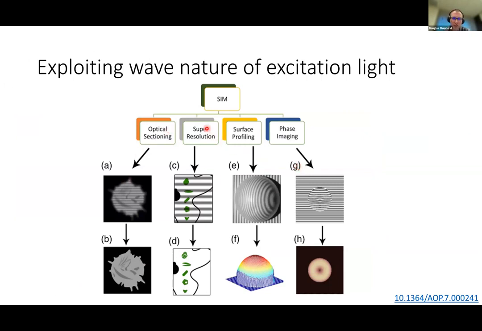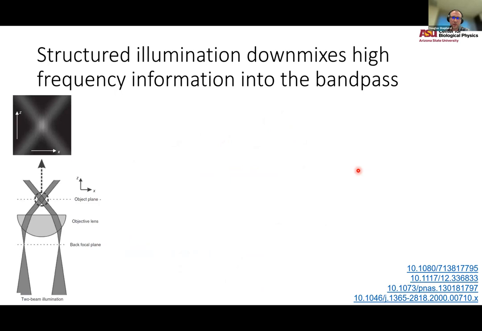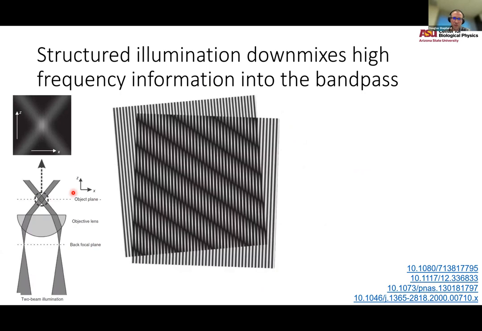What we're going to talk about is two classes, mainly this idea that we can generate super resolution images by exploiting the way that we shine light on the sample. And I'll very briefly mention the idea of doing phase imaging. So the idea is we're going to take our light and instead of passing one laser beam in, we're going to pass two to generate structured illumination. Literally, we're just going to interfere the two beams.